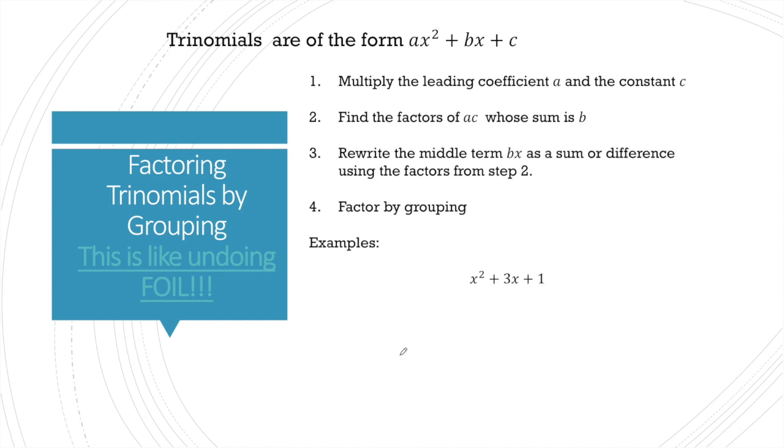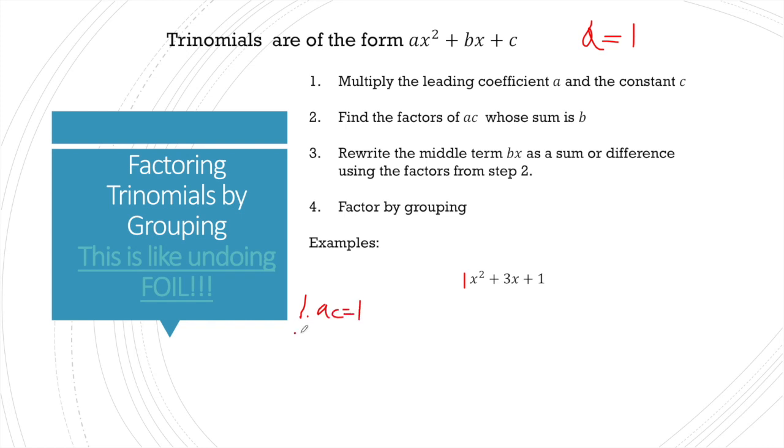Okay, our final example where a equals 1 is x squared plus 3x plus 1. So we're going to multiply a, which in this case is 1, and c, which is 1, and that's going to give us 1. So for step 1, I know that AC equals 1.